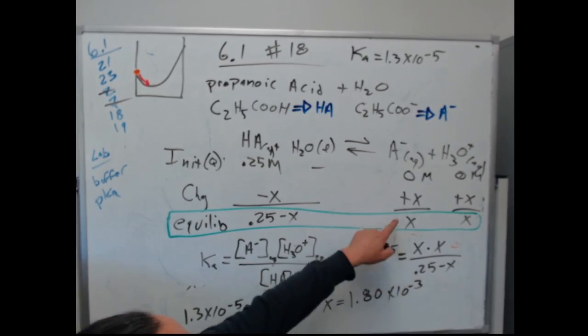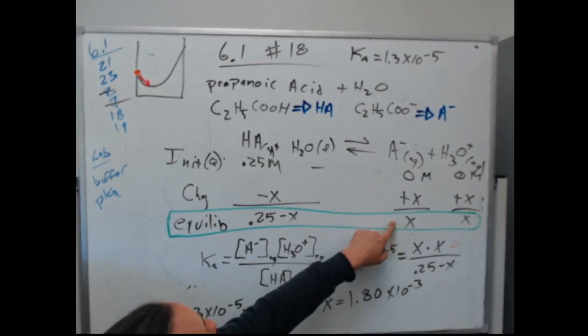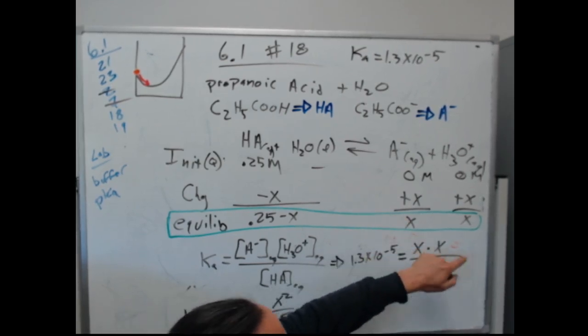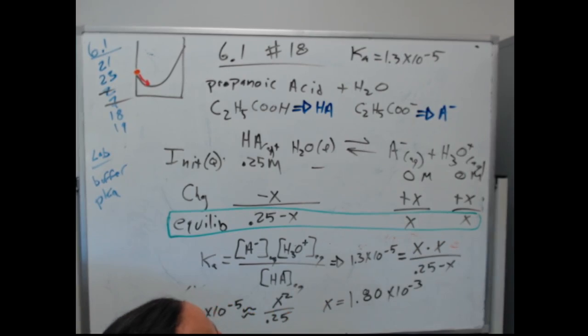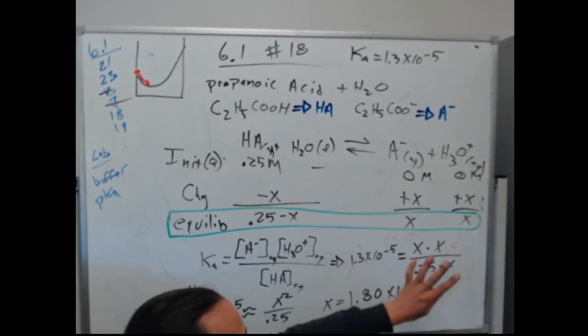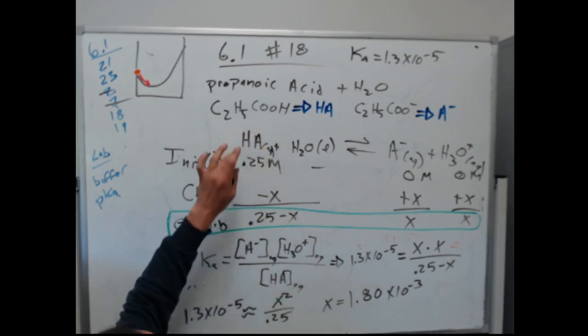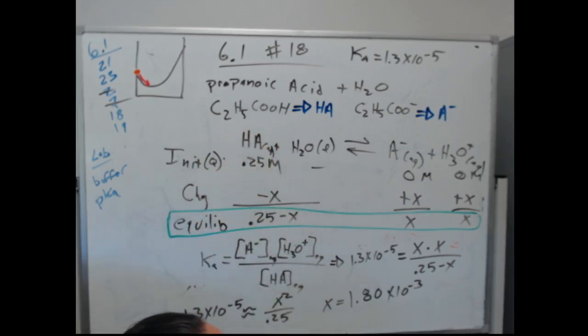And I can tell that's going to be my propanoate anion, my hydronium, my H plus cation, sorry, not anion. And it's going to be how much my HA gets subtracted by. And this is where we can say, oh, x is small, right?